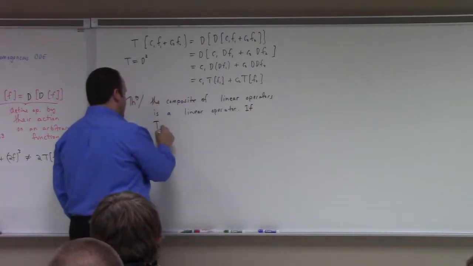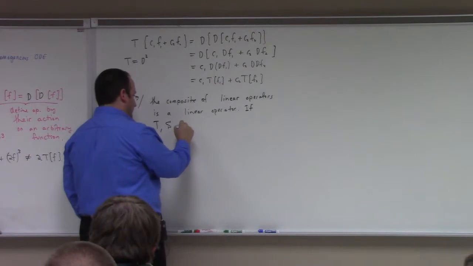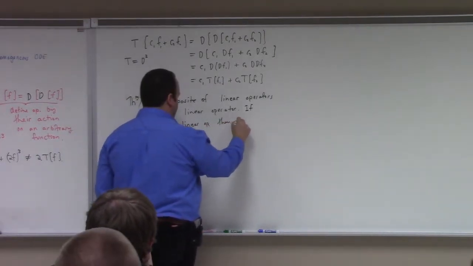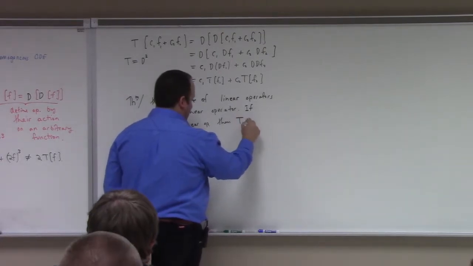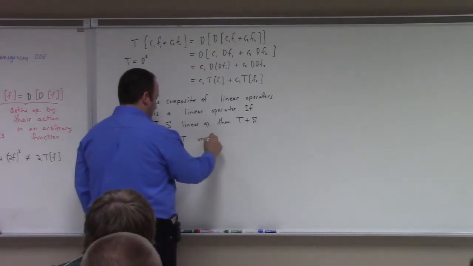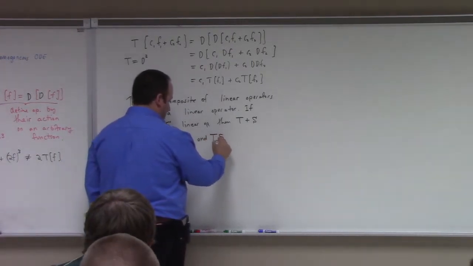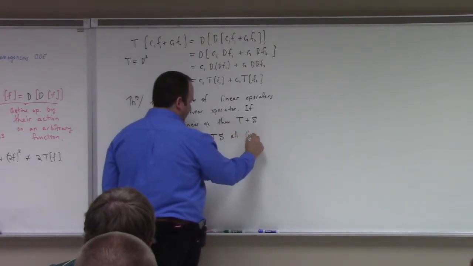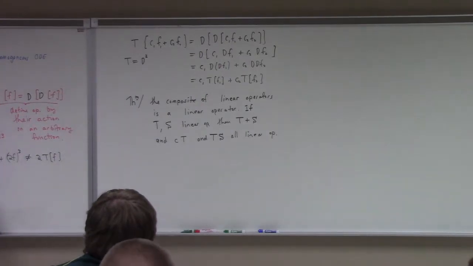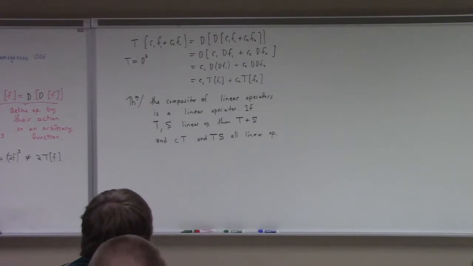If we have T and S linear operators, then it is in fact true that T plus S and cT and the composite, which we just write TS, are all linear operators. So if you add linear operators together, they give you linear operators. If you multiply them by a constant, linear operator. If you compose them, linear operator. And so here, when we multiply operators, this means composition of operators. All right.